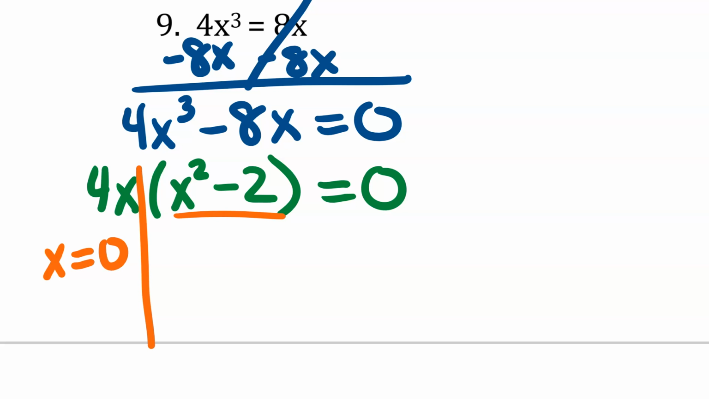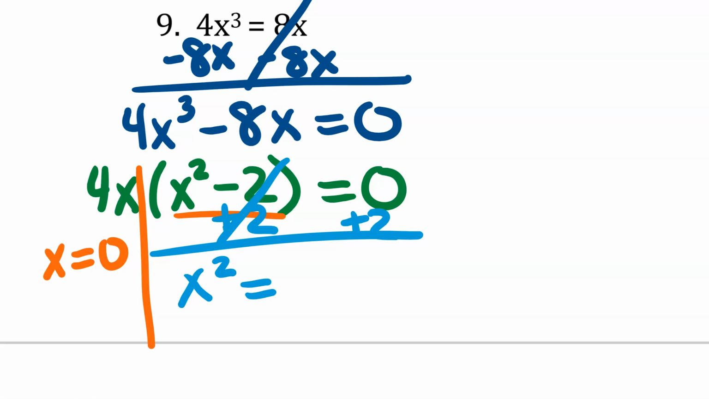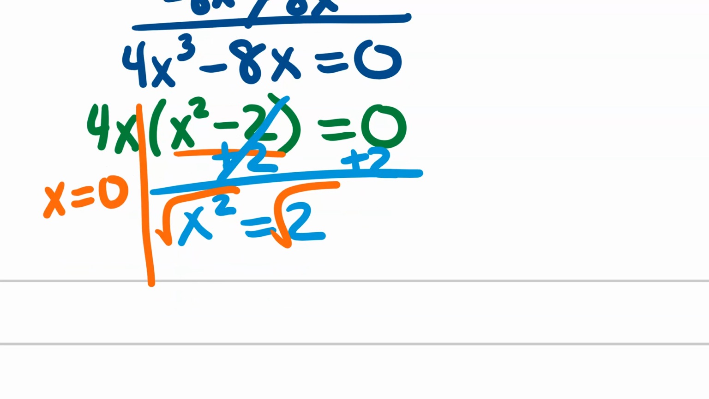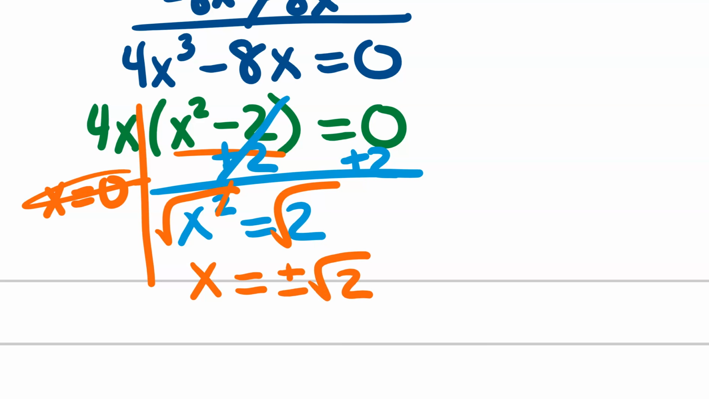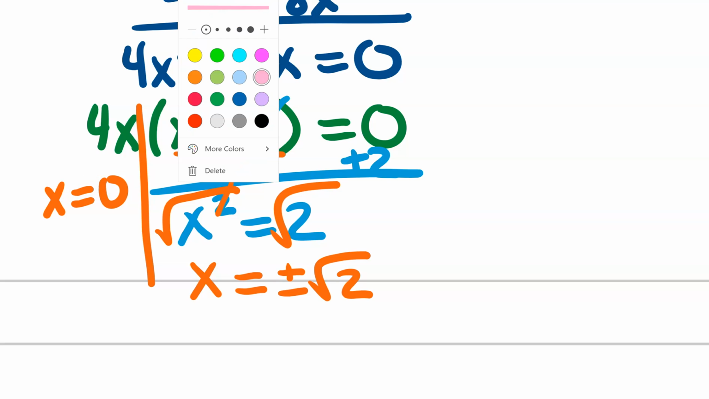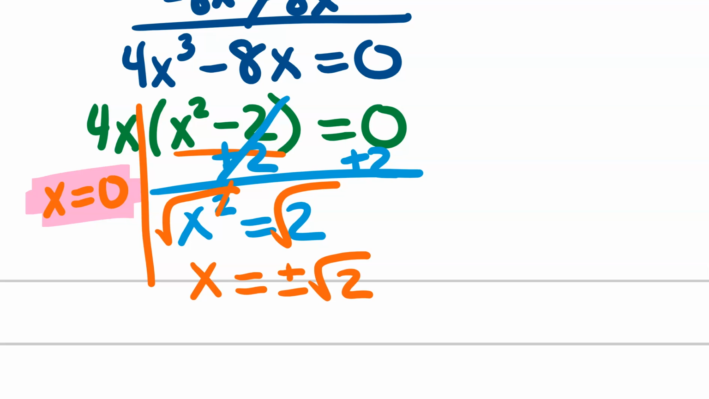Second zero, let's solve using square roots. So plus 2, plus 2. X squared equals 2. Okay. To get rid of the x squared, let's square root it. So x equals plus or minus square root 2. So this is an answer, x equals 0. And this is an answer, x equals plus or minus square root 2.